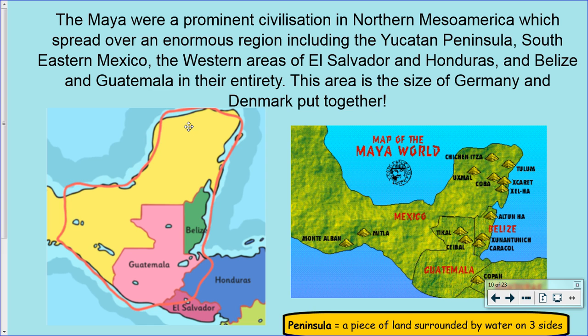We have then the southeastern part of Mexico over here. We've got western areas of El Salvador and Honduras, and then the whole of Belize and Guatemala are in that location of where the Maya used to live. And that whole area is actually the size of Germany and Denmark put together, so actually it's pretty big. Okay. And here is another map just showing you some of the locations of their cities, which we're going to look at a bit more in a moment.